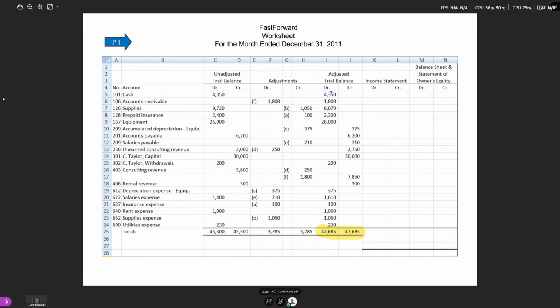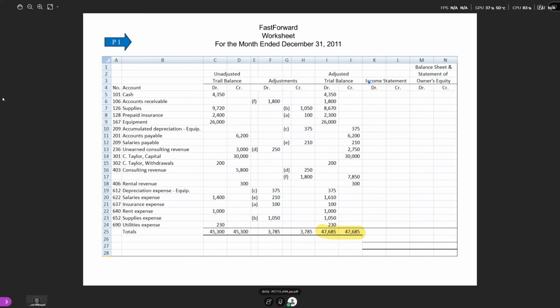So we prepare our financial statements using the amounts that we have on the adjusted trial balance. Make sure that you use the adjusted trial balance amounts to prepare the financial statements, not the amounts before adjustments. You need to use this adjusted trial balance to prepare the financial statements.